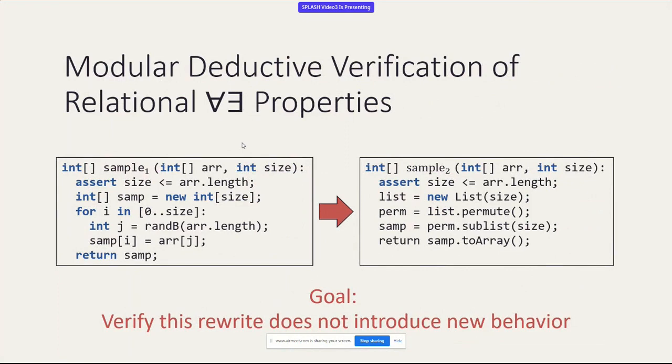On the left, we have a program called sample1 that has an array, and it's randomly sampling elements out of the array using this bounded random number generator and some array index manipulation. I want you to imagine that someone has decided to rewrite this so that instead of using array indices and random number generators, it's using a list API that exposes a permute operation, which will shuffle the list around, and a sublist operation. Our goal is to verify, hopefully automatically, that this rewrite hasn't introduced any new behaviors. So everything that sample2 can return, sample1 could have returned.